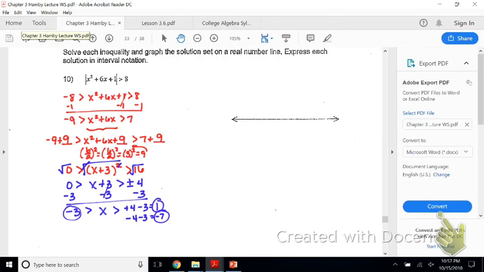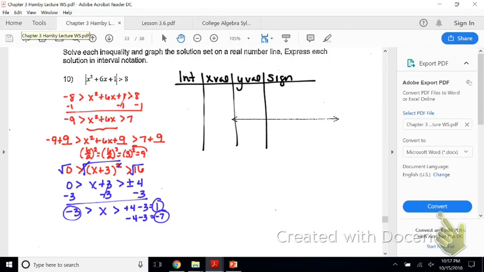So I'm going to set up my table. I have my interval, x value, y value, and the sign. We said negative 3, 1, and negative 7. So it's going to be from negative infinity to the smallest one, negative 7. It's not equal to, so use a parenthesis. Negative 7 to negative 3, negative 3 to 1, and 1 to infinity.